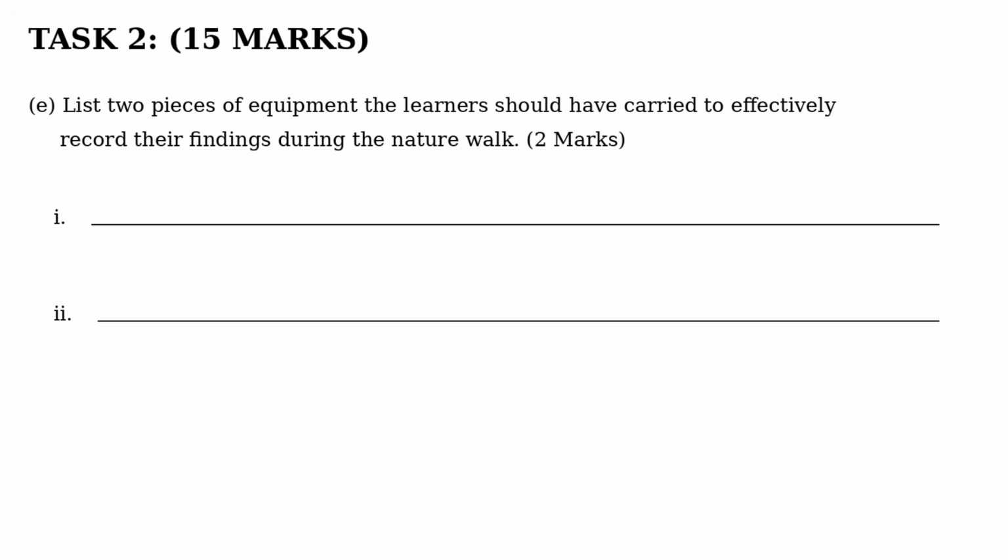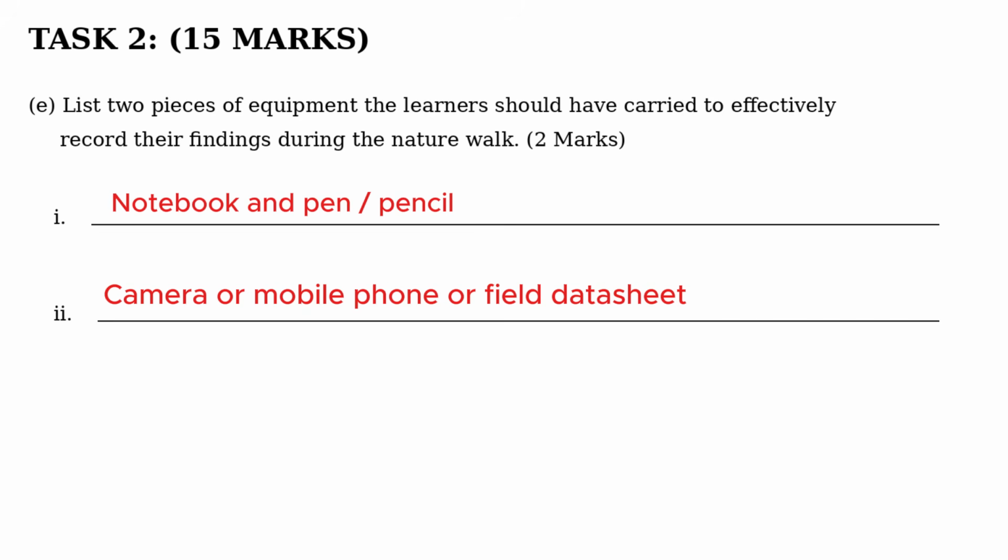And then question E. Question E says, list 2 pieces of equipment the learner should have carried to effectively record their findings during the nature walk. So, this is very easy and very simple. You are supposed to record. So, if you are recording, you are supposed to have a notebook, because that is where you will write. Then you are also supposed to have a pen or a pencil, you see. Those are the basic ones. You can also include a camera, you see, for taking pictures and videos, a phone or field data sheet. All these are accepted as long as it is something that can help with the recording.